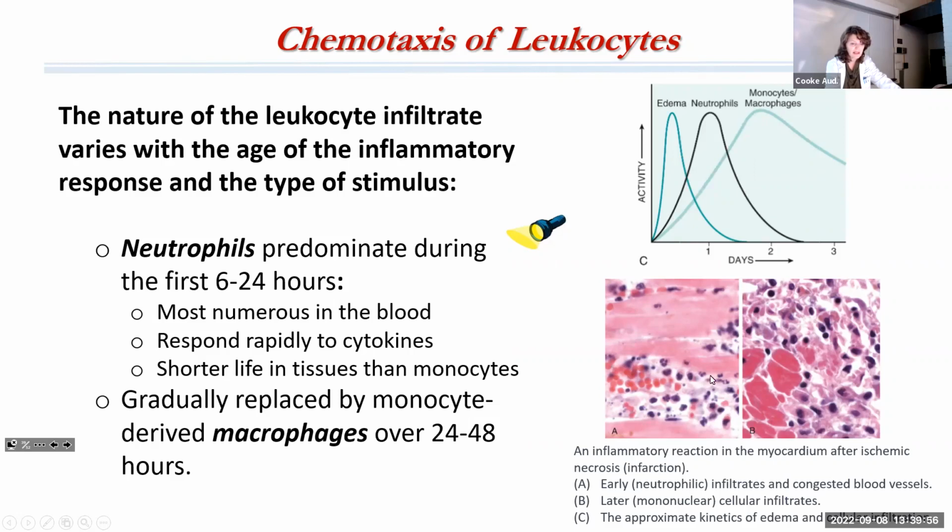What happens here? This is a dilated vessel. This is a section from myocardium after ischemic necrosis, after an infarction. Here you see, I'm going on the outline of a congested vessel. How do I know it's a vessel? I see a lot of red blood cells here. And what do I see predominating here?